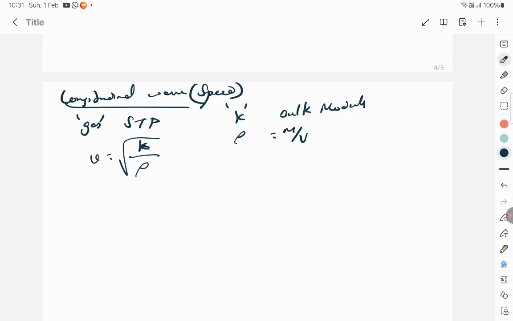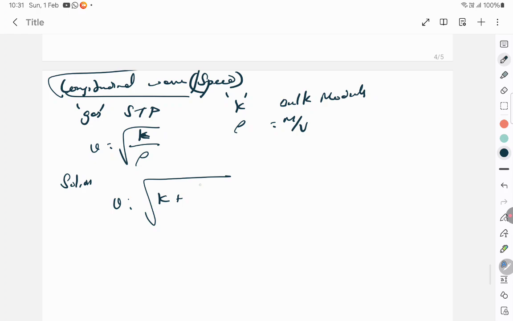So now the speed of the longitudinal wave in solids. The topic is longitudinal wave in solids. In solids, the velocity is something that you have to mug up. There will be bulk modulus as well as shear modulus. The formula is root of K plus 4 by 3 eta, by rho, which is something that you have to memorize.